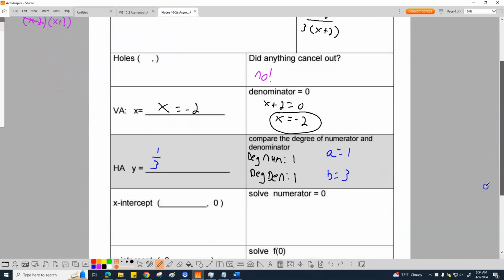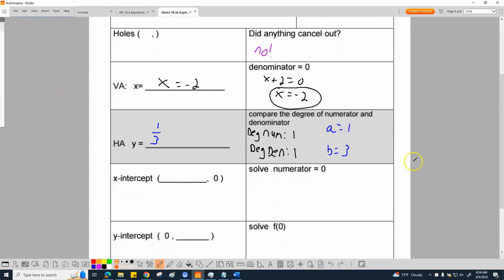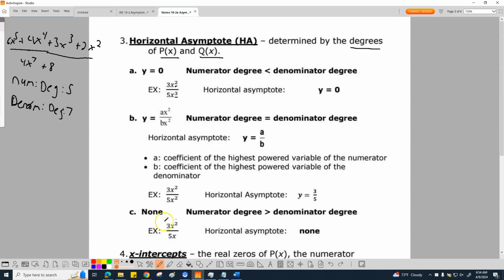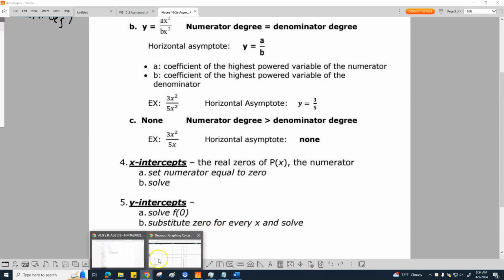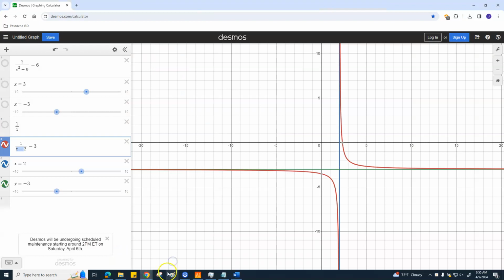Going on to the next problem, x-intercept. All right, let's go check what it says for our x-intercept. X-intercepts, here's the list. It says the real zeros of p(x), the numerator. Set the numerator equal to 0 and then solve. So that's our x-intercepts. All right, seems simple enough. I'm down with that.